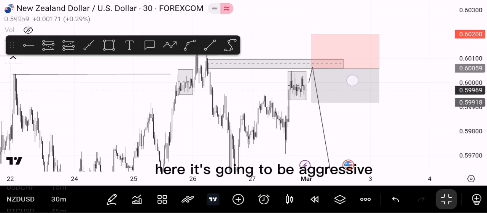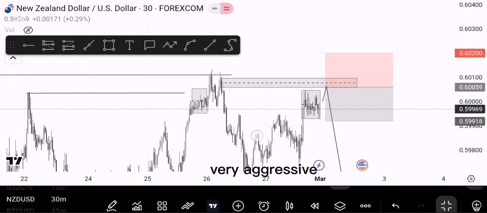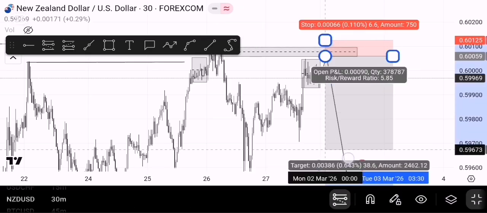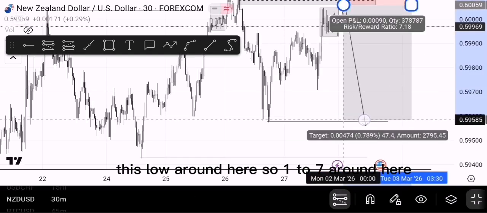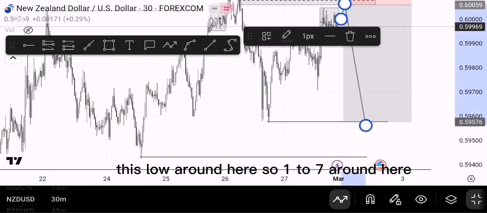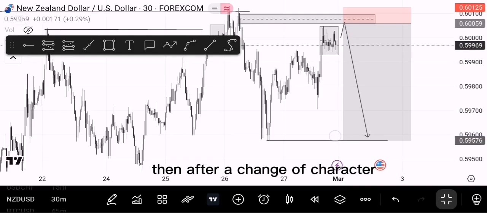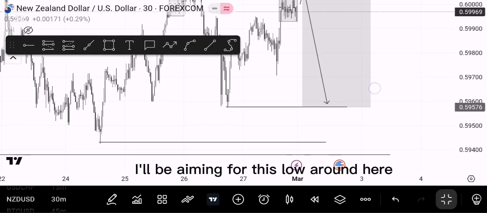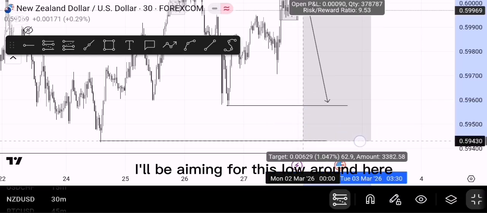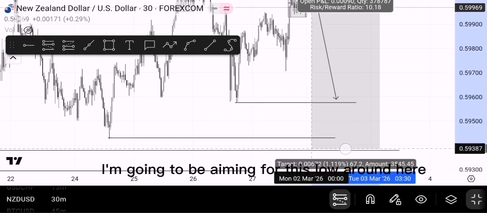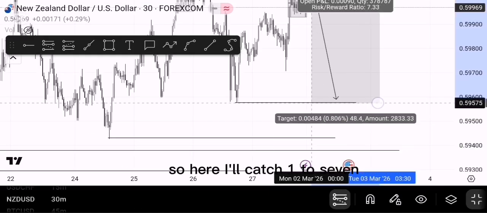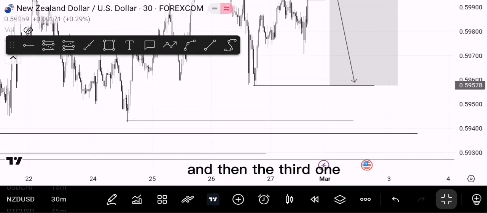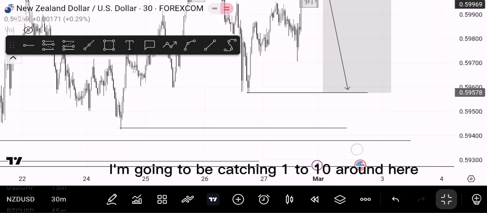Here is going to be aggressive, very aggressive. This is one I'm going to be aiming for. This low around here, so 1 to 7 around here. Then after a change of character, I'll be aiming for the next trade. I'll be aiming for this low around here, and then the third trade I'm going to be aiming for this low around here. So here I'll catch 1 to 7. The next one I'll be catching 1 to 8 around here, and then the third one I'm going to be catching 1 to 10 around here.